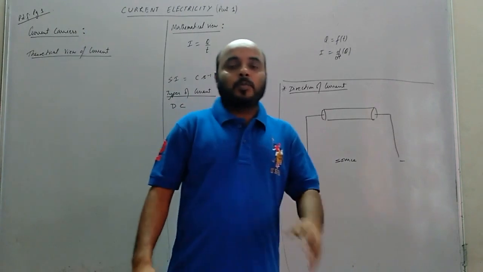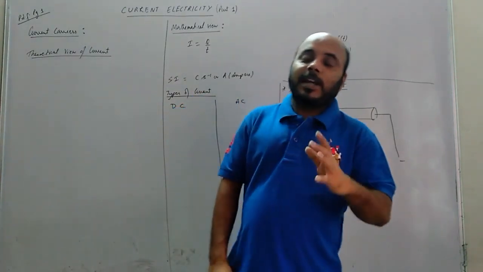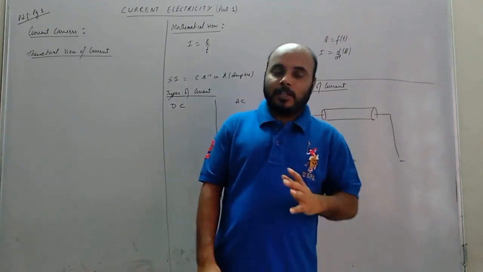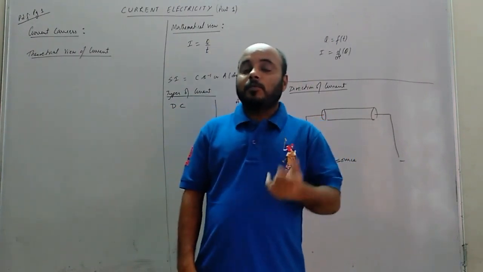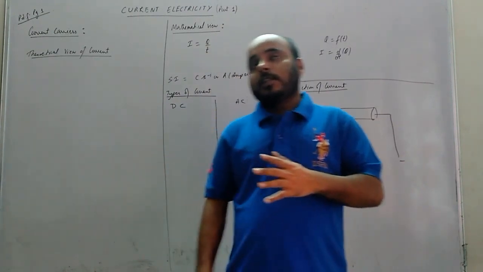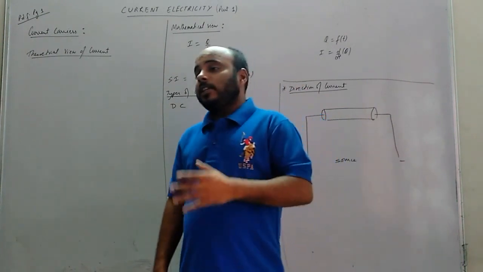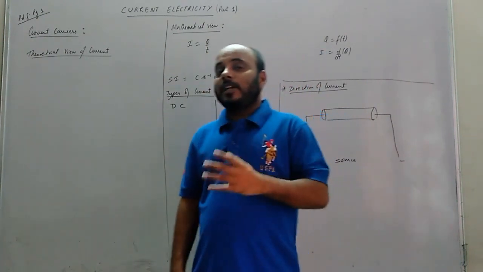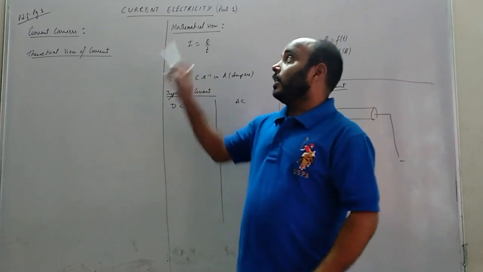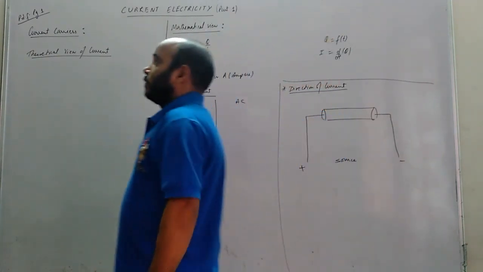Hello, good morning students. We have completed chapter 1 and chapter 2 of class 12, right? Chapter 1 was electric field and Coulomb's law. Chapter 2 was electric potential and capacitance. So this week we will start with the next chapter, chapter number 3, current electricity. Okay? Now, let's start with the chapter.